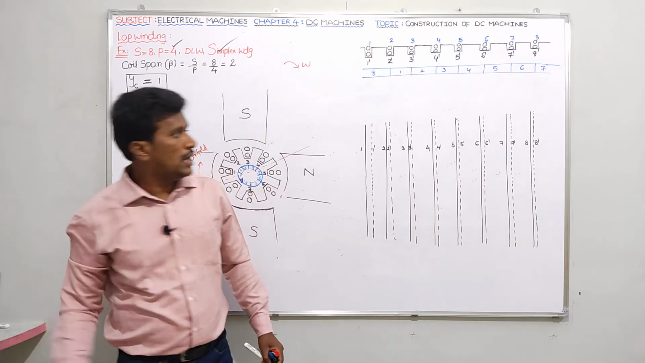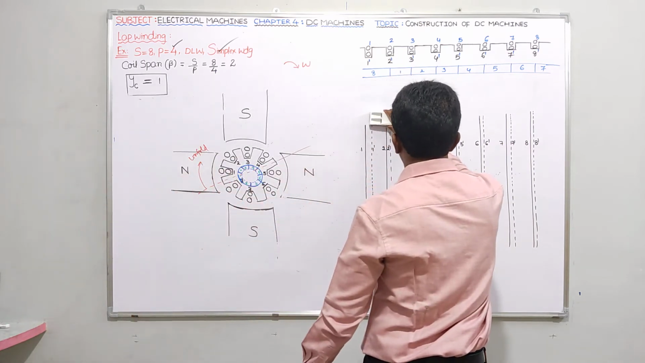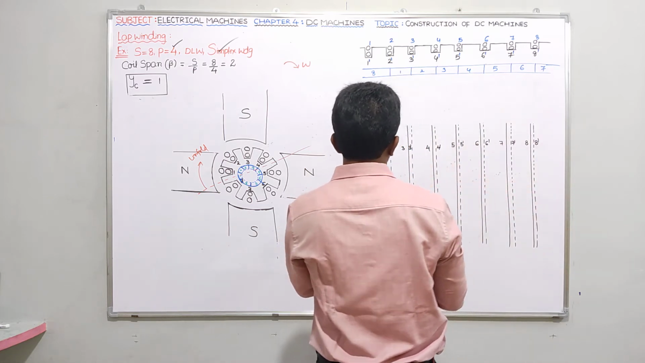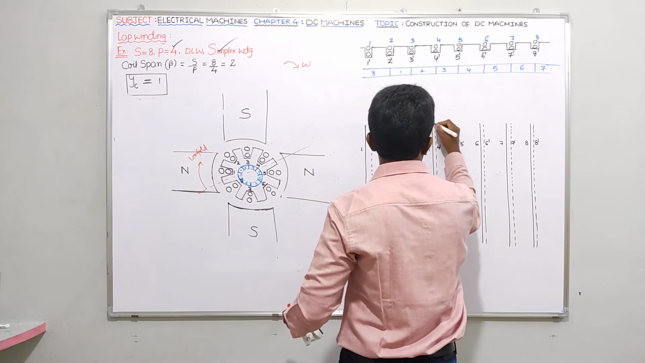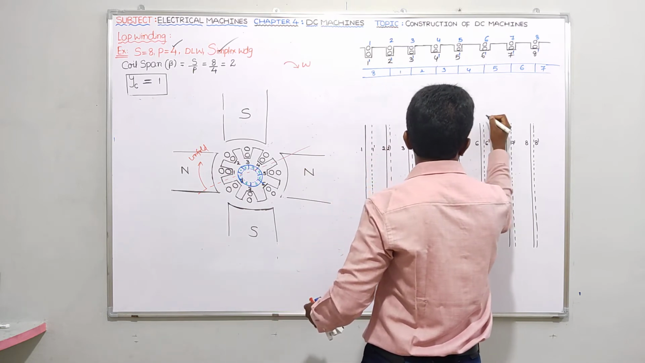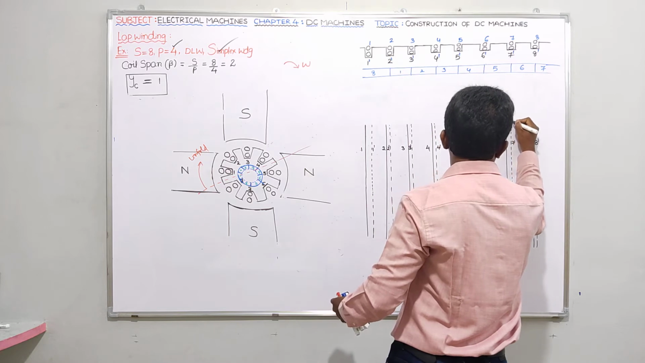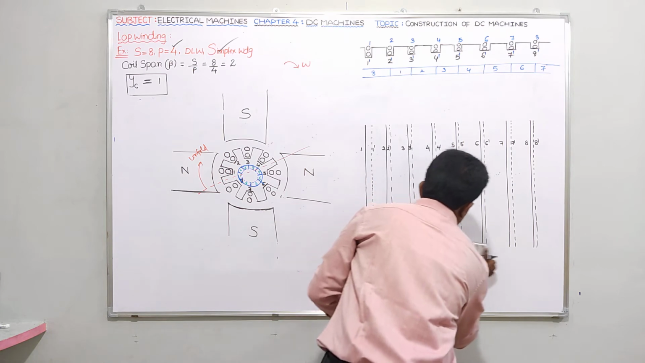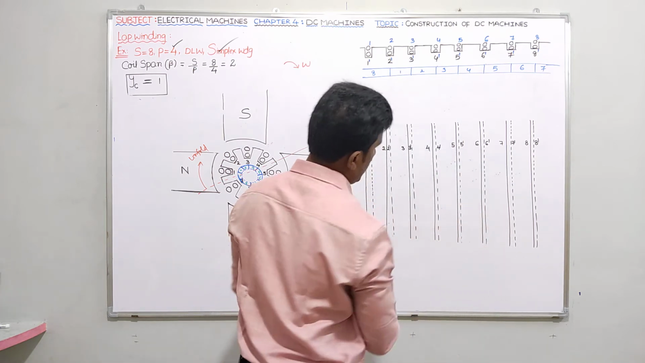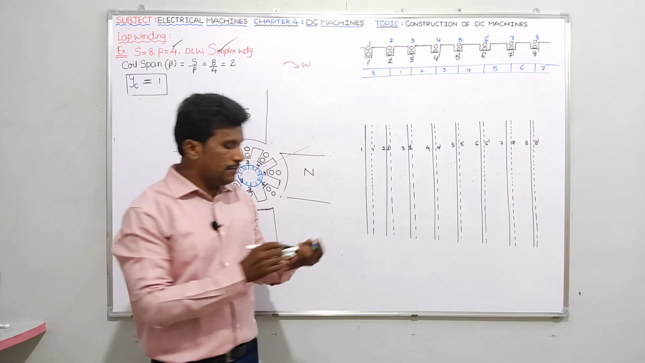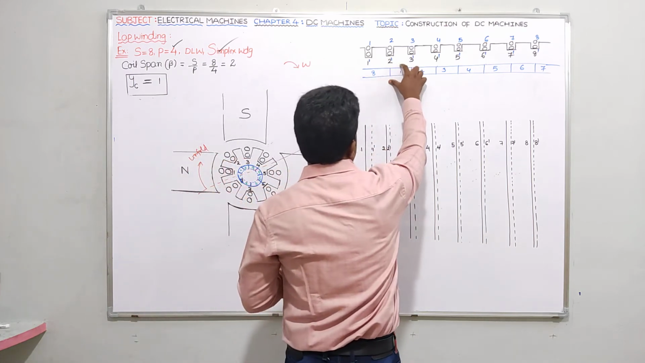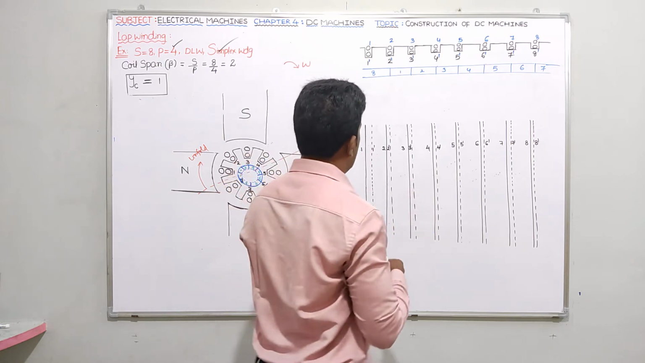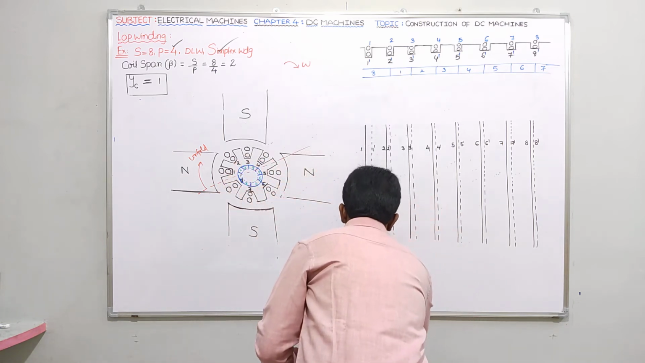Okay. I need the diagram to be clear, therefore this length should be the same. I take it like this. The length should be the same, and on the bottom side also the length should be the same. Right. Now please let me show these commutator segments below these conductors. Okay, let me show the commutator segments here.